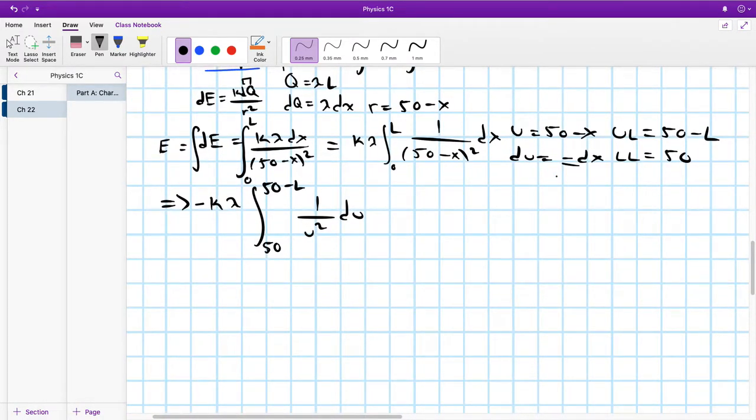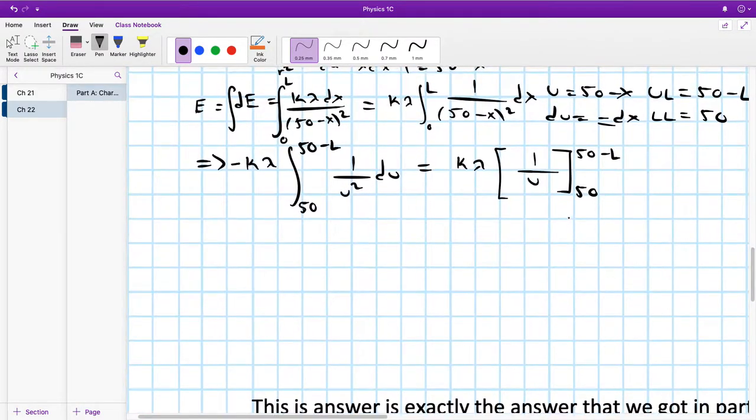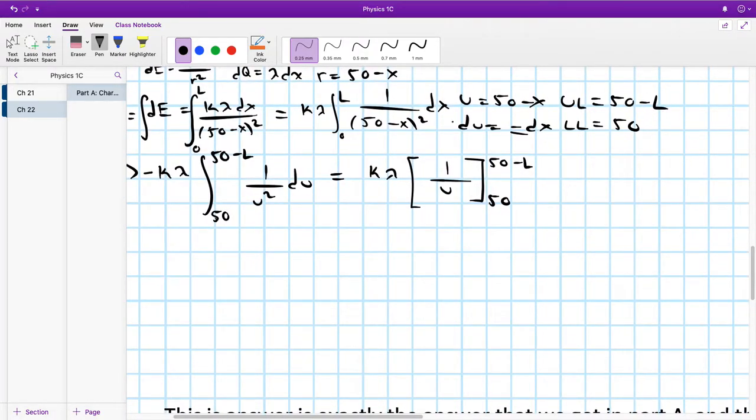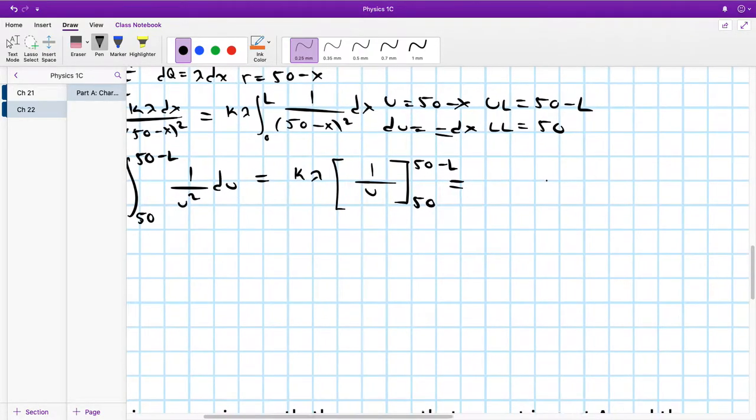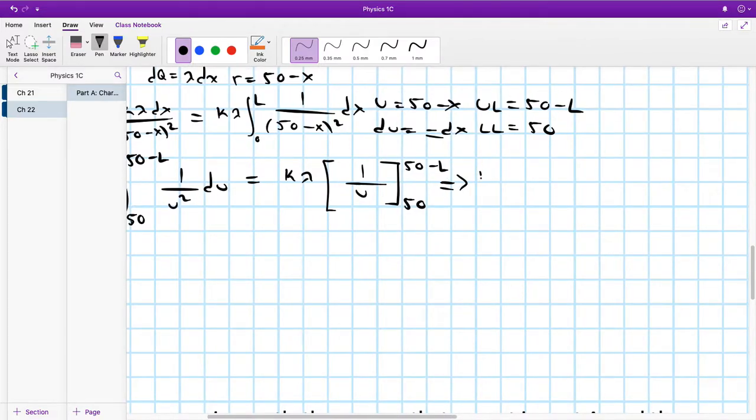Okay, now we can go ahead and take the integral. So the integral of 1 over u squared is just negative 1 over u. So the negatives cancel out. So we get k lambda of 1 over u from 50 minus L to 50. Now we can go ahead and simplify this further to give us that it's going to be k lambda times 1 over (50 minus L) minus 1 over 50.